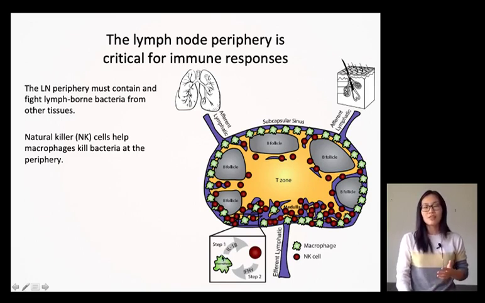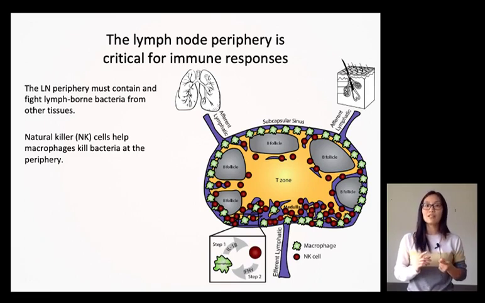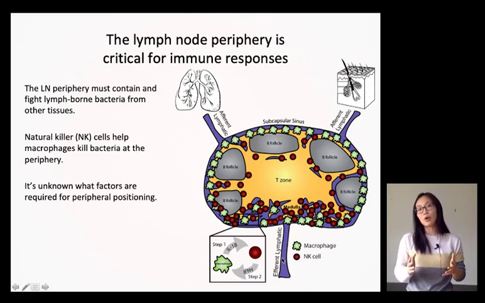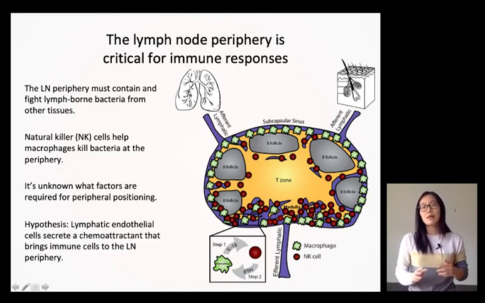lymph node. Now, for this process to be effective, it seems important that number one, the macrophages and the NK cells are pretty close together so that they can communicate well. And number two, that they sit near the periphery of the lymph node where these pathogens are coming in so that they're ready to sense and respond to them. But it was unknown what factors are required for the peripheral positioning of these cell types at the periphery of the lymph node. We hypothesized that maybe it was lymphatic endothelial cells that are secreting some sort of a chemoattractant in that area to bring immune cells to the lymph node periphery.